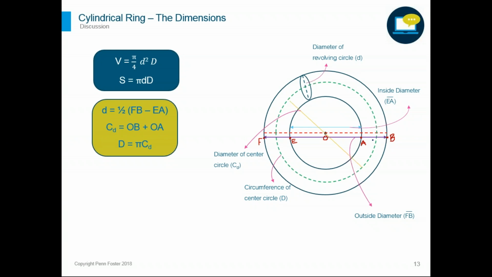Now, with these two dimensions, you are able to find the diameter of the revolving circle. If you think of a cylindrical ring, you cut that ring with a knife, think about the thickness of that ring as a circle. The diameter of that thickness is the diameter, small d, that we're going to need in our volume and surface area. You're able to find the dimension small d by taking half of the difference of the inside and outside diameters.